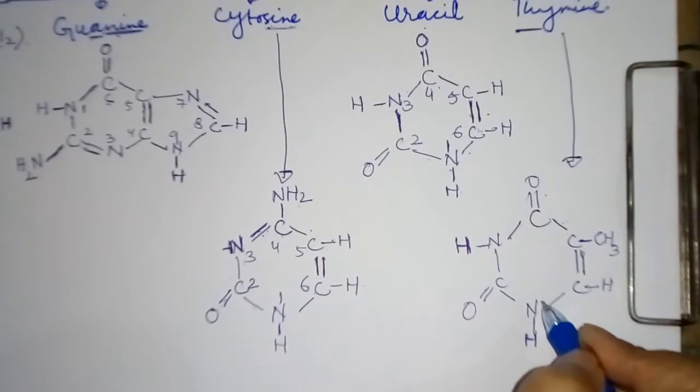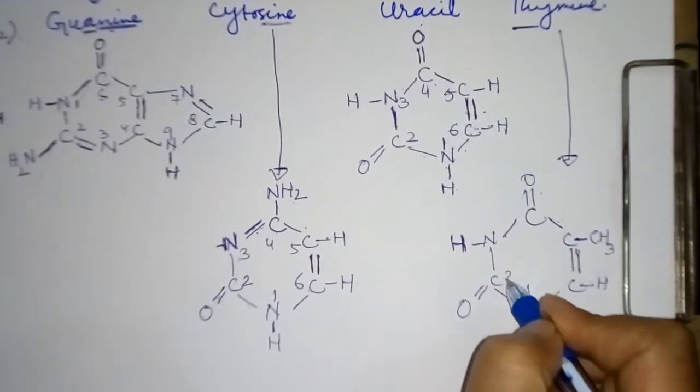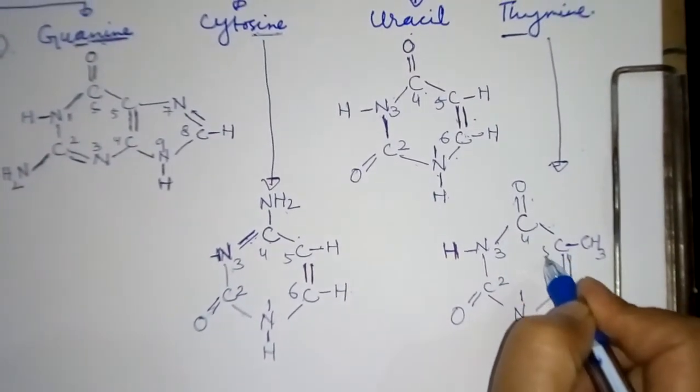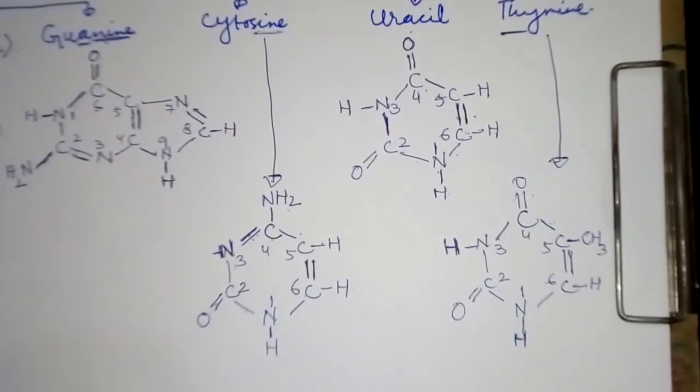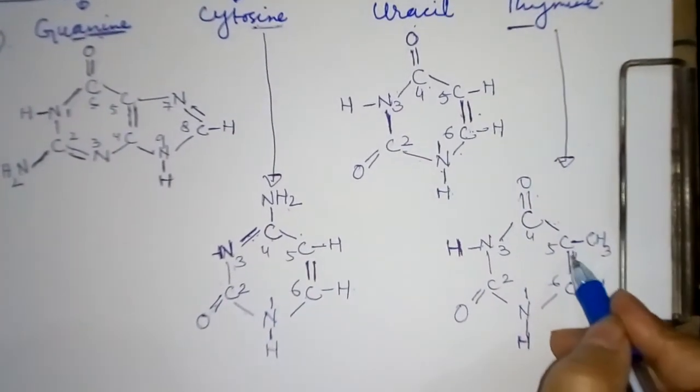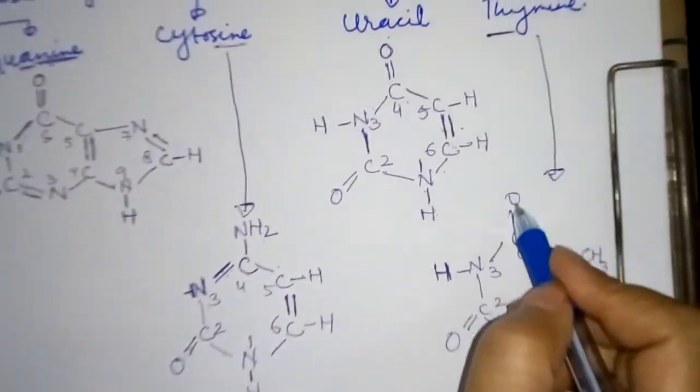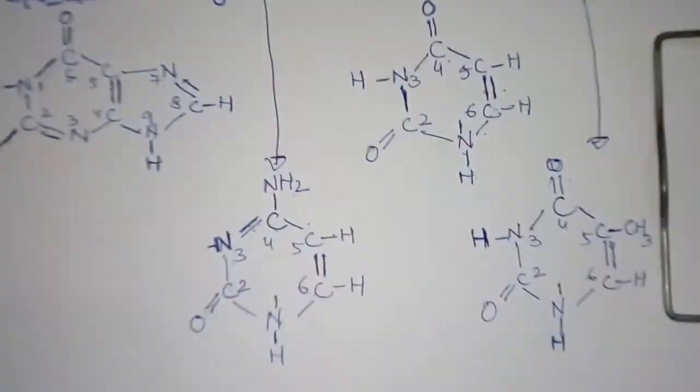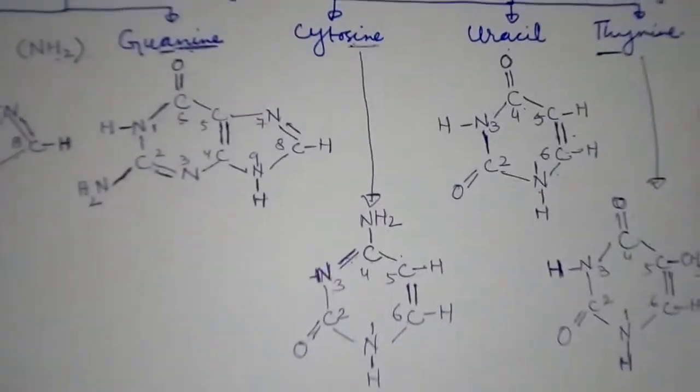So hydrogen with this carbon, double bond, and the methyl group will be there. Let me complete its numbering: 1, 2, 3, 4, 5, 6. So with carbon number 5, a methyl group will be there. In this way, the structure of thymine is completed.